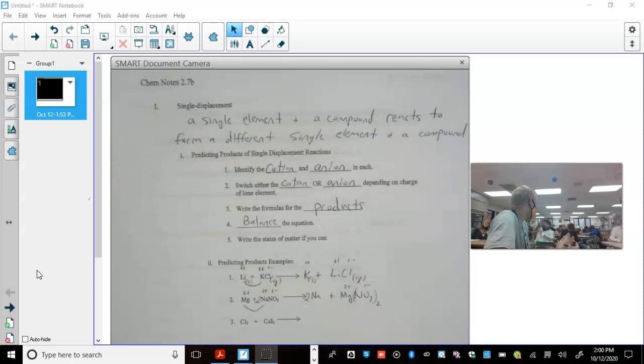Right now I'm predicting my product. Am I going to have predicting the product on the test Friday? No, this is the third test. So this is what we're moving towards.